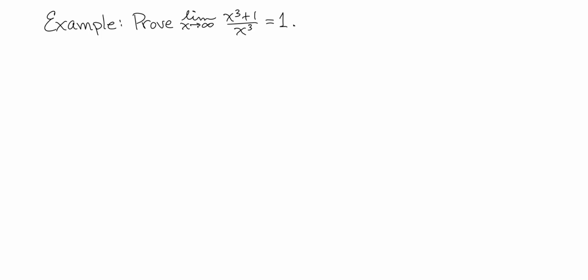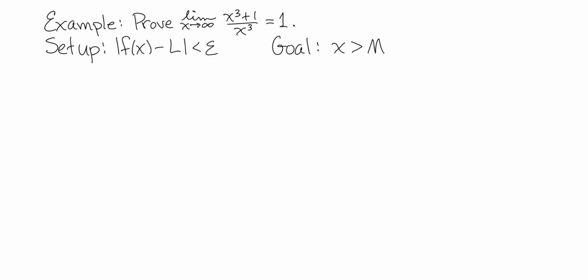In this example, we have: prove the limit as x approaches infinity of (x cubed plus 1) over x cubed equals 1. So we'll set up the y information. We always start the setups with the y information. In this case, the absolute value of f of x minus L is less than epsilon. See, we're back to epsilon again because we're looking at a finite limit. Our goal is to make that inequality look like x is greater than m. So when we substitute in here, we will have the absolute value of (x cubed plus 1) over x cubed minus our limit of 1, and that's less than epsilon.